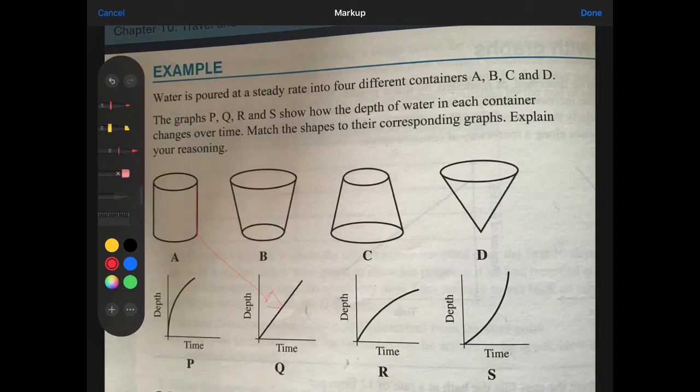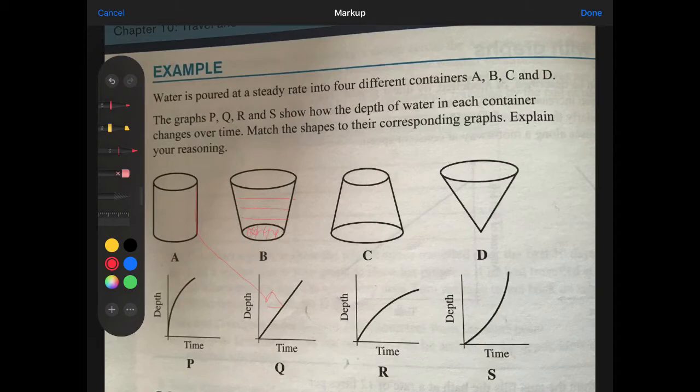Now, B, if you think about it, what do you think is going to happen? Is the level of water going to rise at the same rate or at a different rate? It's going to rise at a different rate, because as I pour the water, the bottom of the shape is getting larger, isn't it? As the water fills the container, the bottom of the container is getting bigger. So the speed at which the water is filling the container, is it going to go up or is it going to go down? It's going to be going down, isn't it? It's going to be going down.